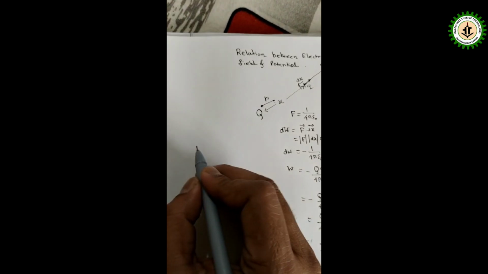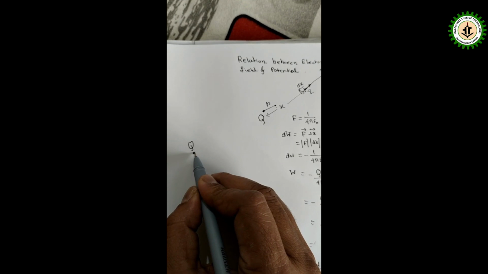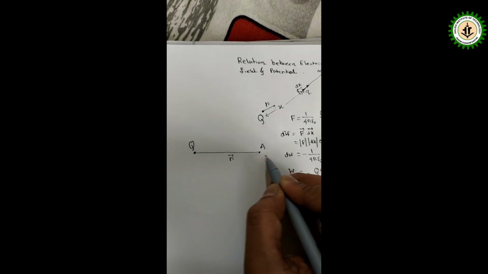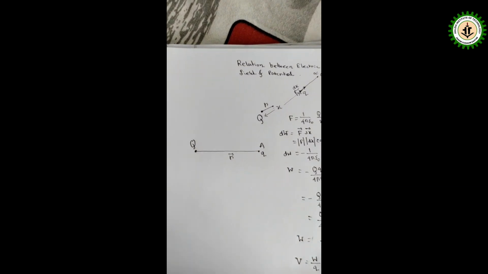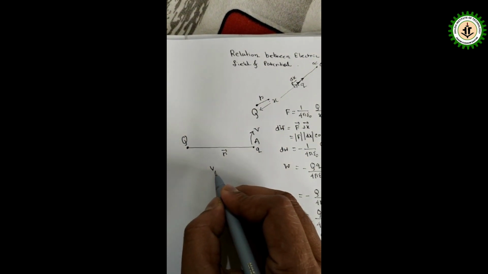Okay, now if I recall the previous concept of electric field, suppose there is a charge q, and at a distance r, at a point A, suppose there is a small charge q. So initially I can assume for this charge at a distance, the potential at that point is V. So I can write the potential at point A, VA, equals V.